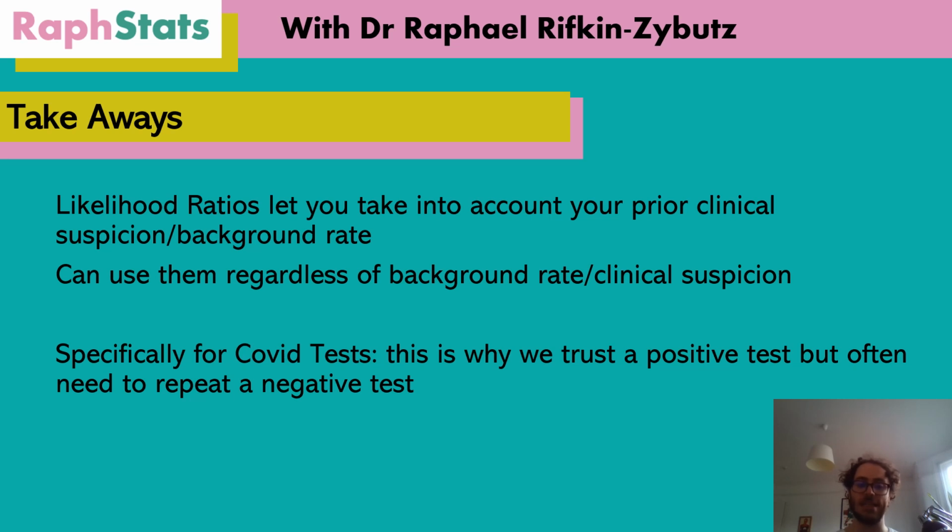So what are the takeaways? Well, likelihood ratios let you take into account your prior clinical suspicion, your background rate, and you can use them regardless of what that rate is to think about how we make decisions in a more objective manner. Specifically for COVID tests, the example we've walked through, this is why we often trust a positive test, but need to repeat a negative test, especially if we're pretty suspicious that a person has COVID.